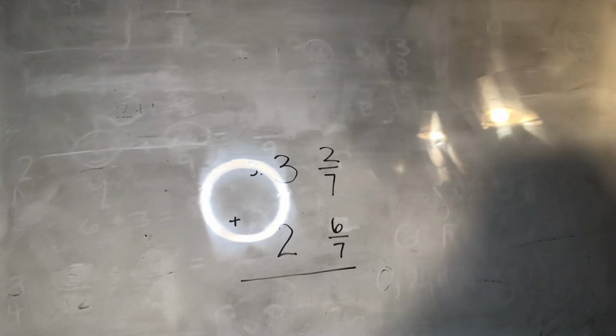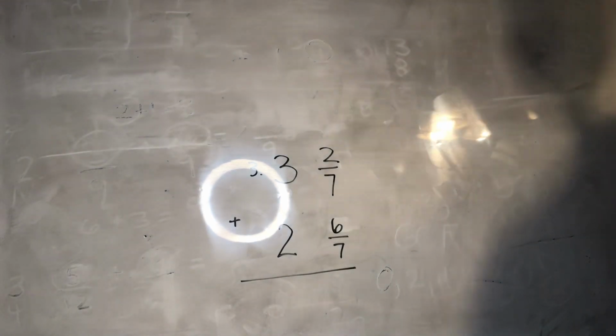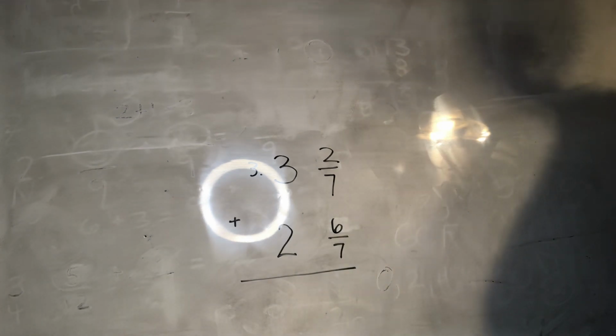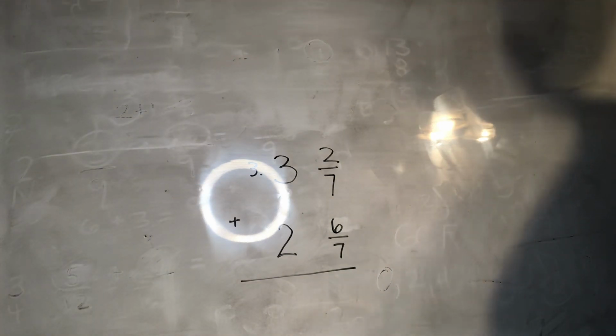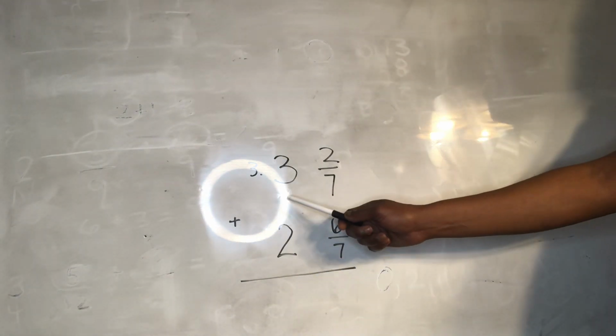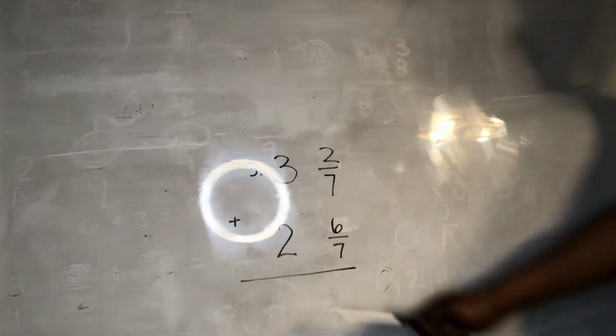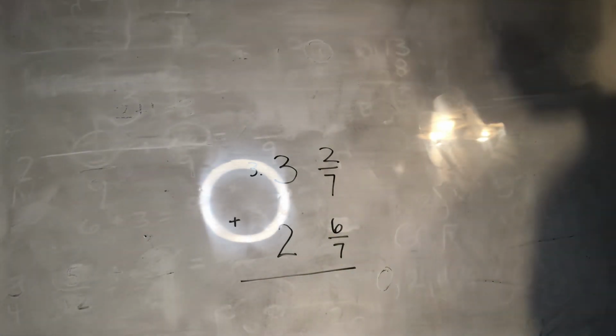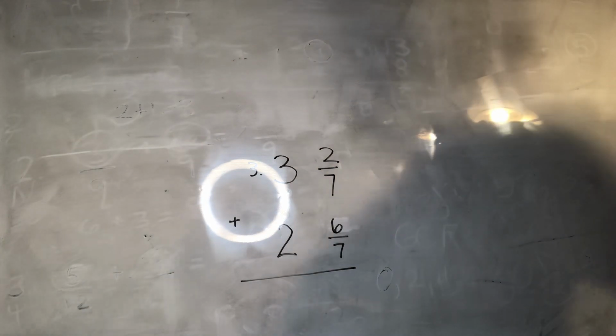Alright, so now for our last practice mixed number addition, we have 3 and 2 over 7 and 2 and 6 over 7. But for this problem, it's actually written correctly because our whole number 3 is larger than our whole number 2. So this is the larger number, so it should be on top, and it works perfectly for me.